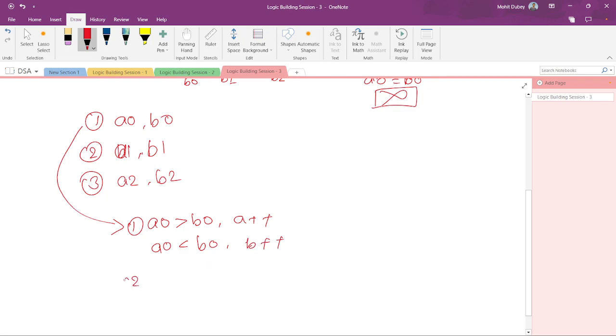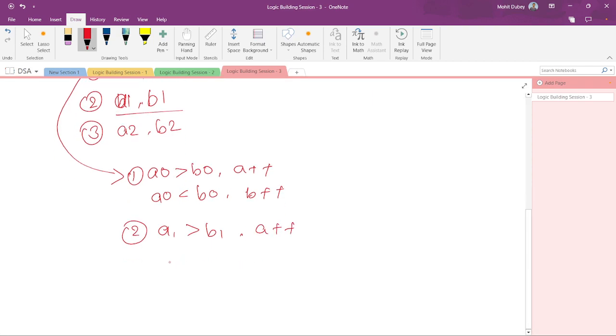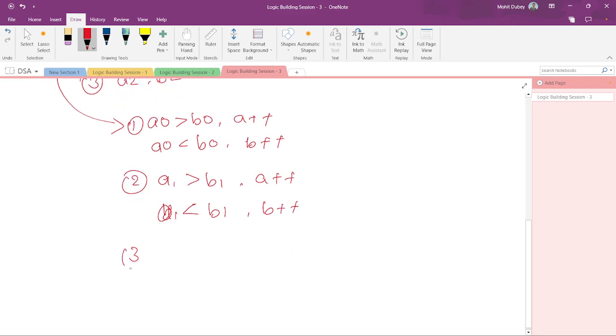The second comparison is about A1 and B1. If A1 is greater than B1, we'll get a plus plus, right? And if A1 is less than B1, in this case we'll get b plus plus. And at last we have to compare the A2 and B2 values. If A2 is greater than B2, then Alice plus plus. If A2 is smaller than B2, then Bob plus plus.